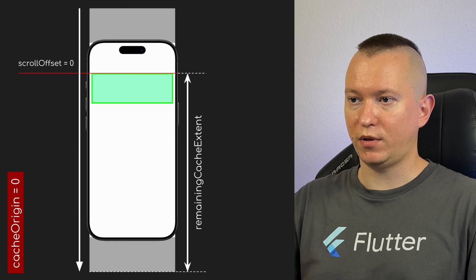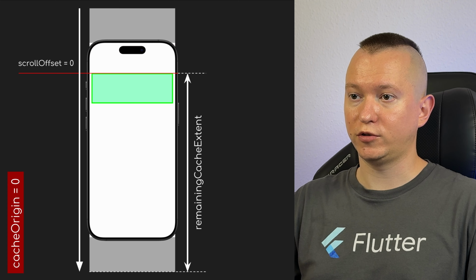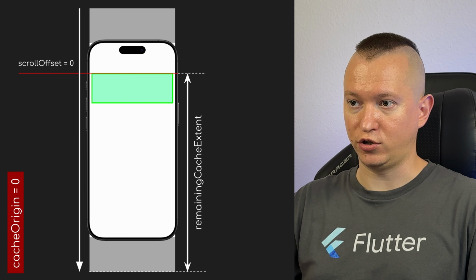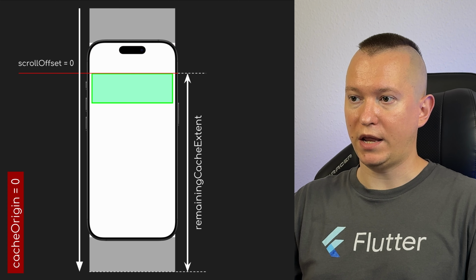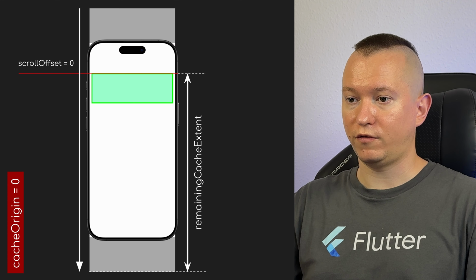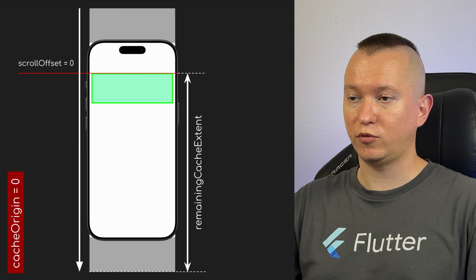Let's start with a simple case when a sliver is in a visible part of the viewport. So the first visible part of this sliver is actually the leading edge of this sliver, and remaining cache extent starts exactly in the same place. Because of this, cacheOrigin is also zero.